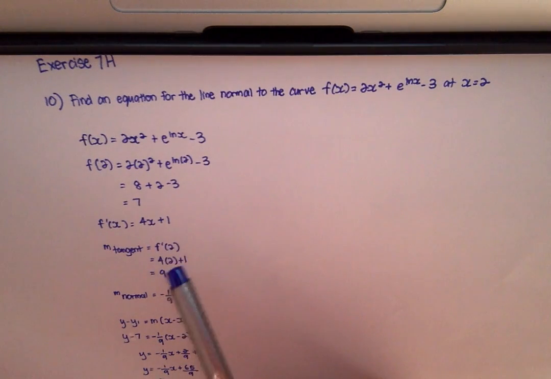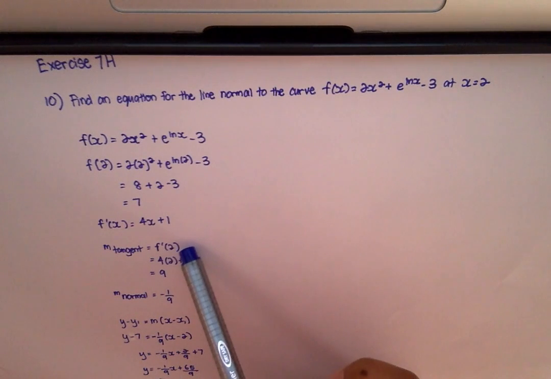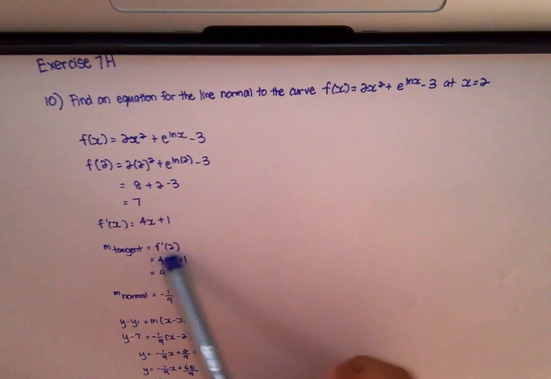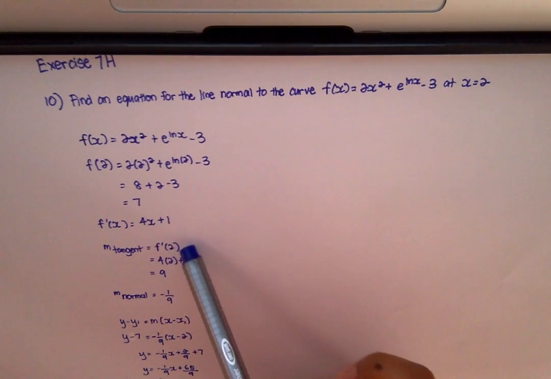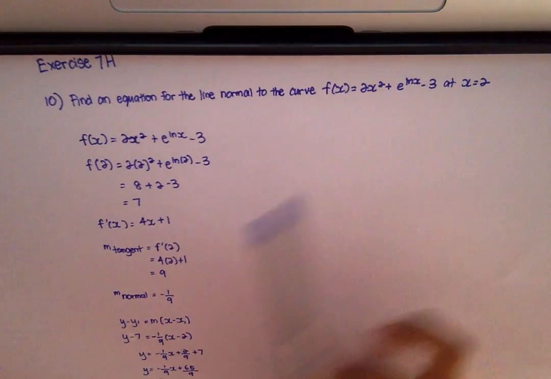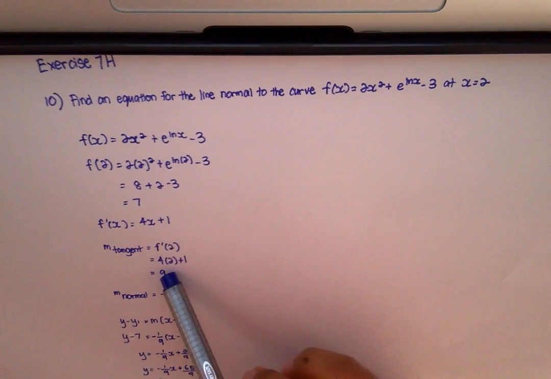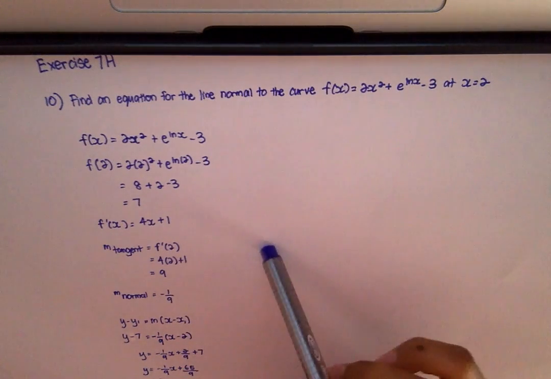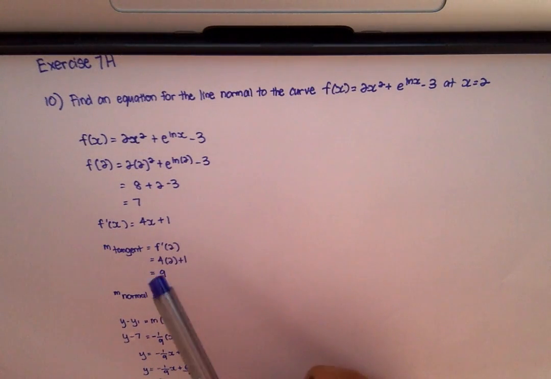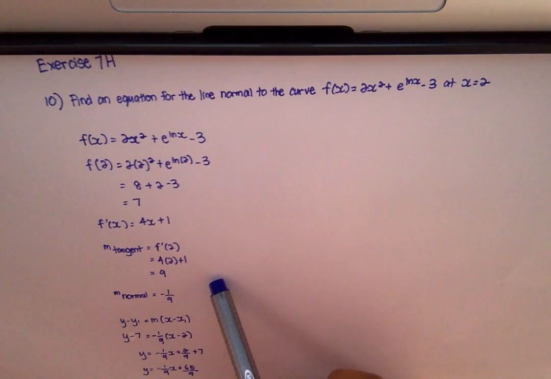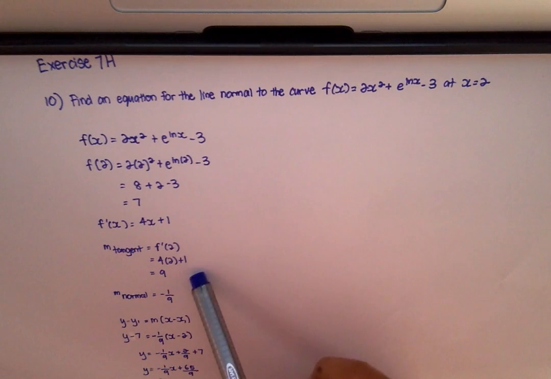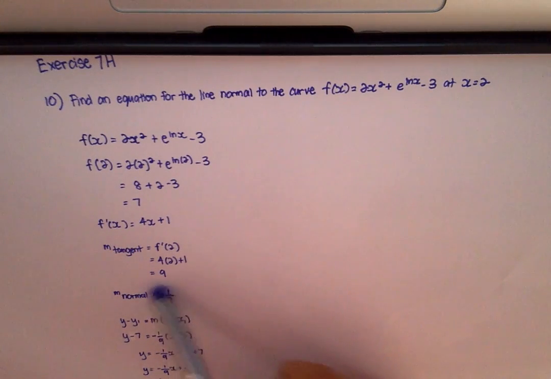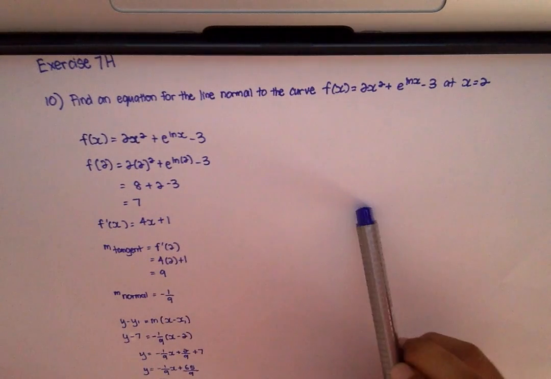So we do the derivative of the f(x) equation, but it's 2 now instead of x, because x equals 2. So then we get 4 bracket 2 plus 1, which gives you 8 plus 1, which equals 9. And now the slope of the normal line is simply the reciprocal of the tangent line's slope, and we have to add a negative sign because it's perpendicular to the tangent line.